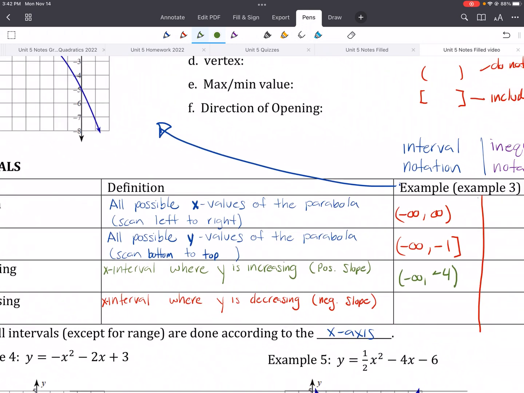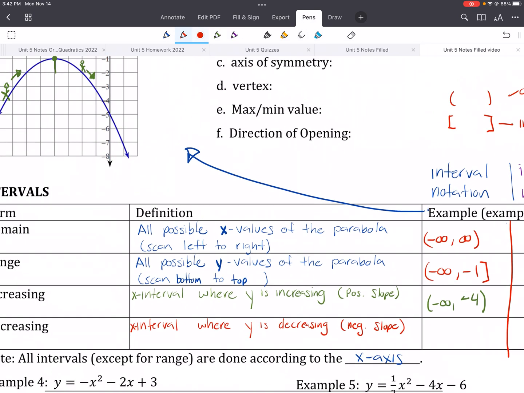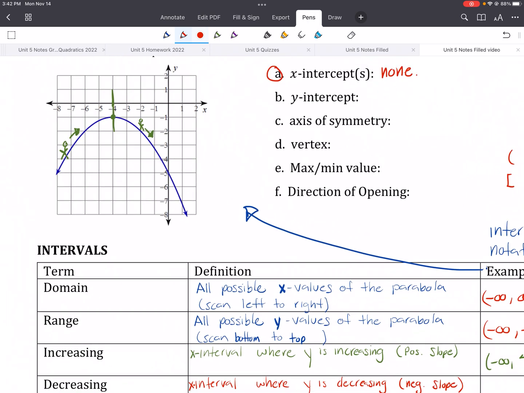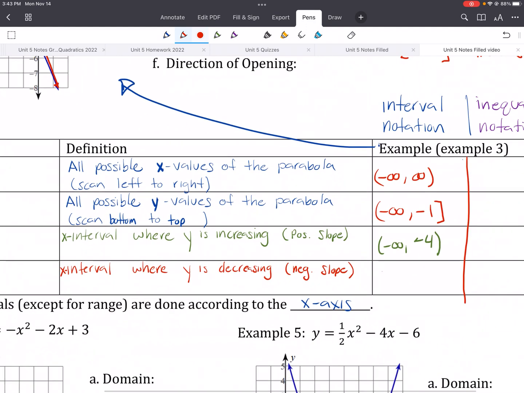All right, then decreasing, maybe I'll change that to red. That would be all of this. This is all decreasing slope. So it would start at -4 and go all the way to infinity. So -4 to infinity. And again, we don't use brackets because we don't include that value, the same reason why.